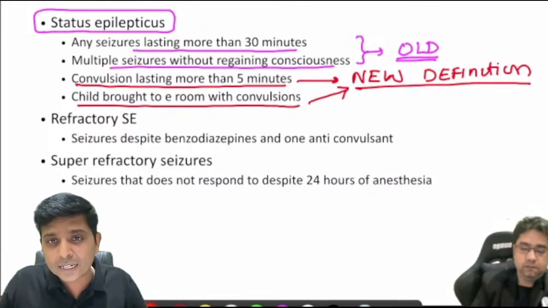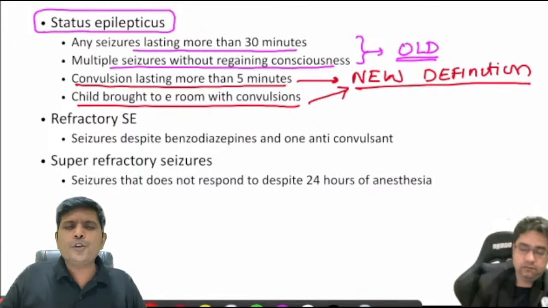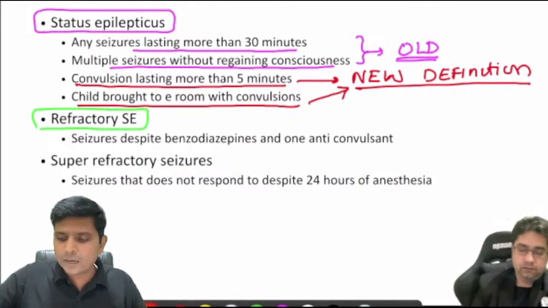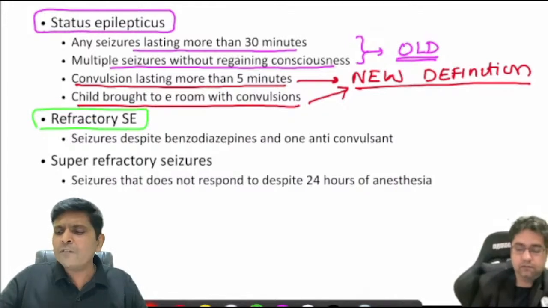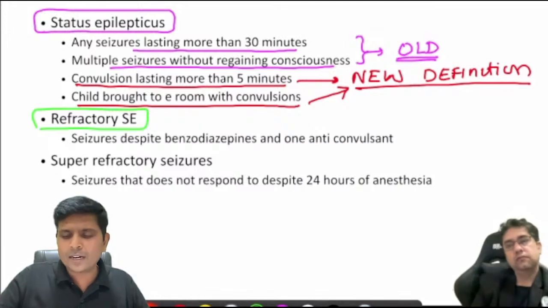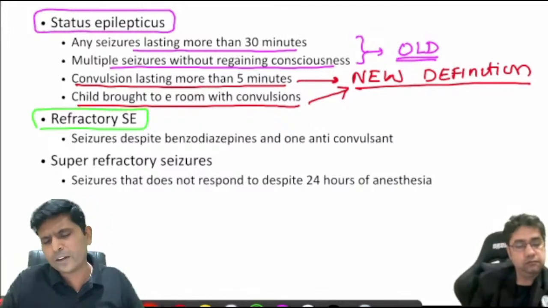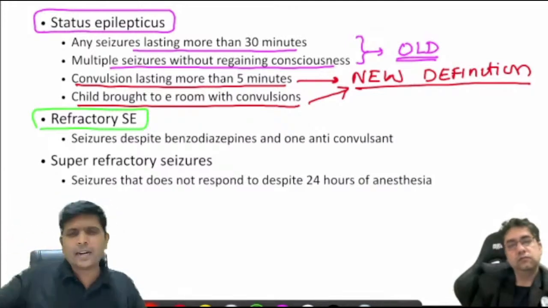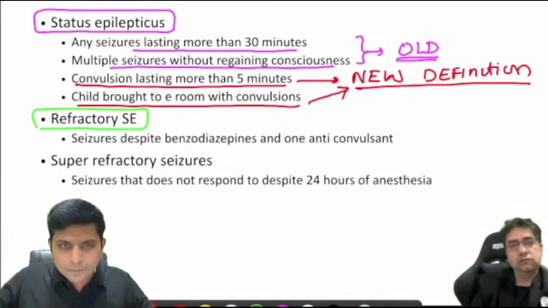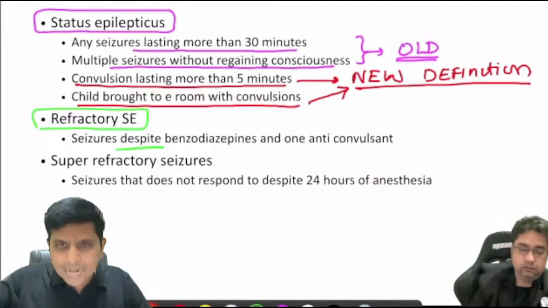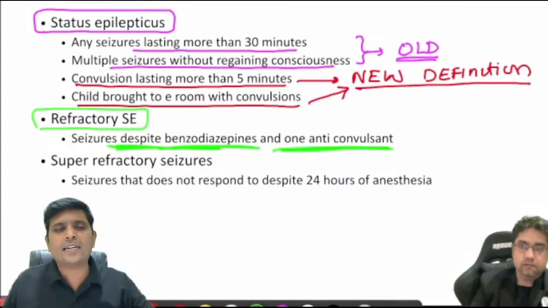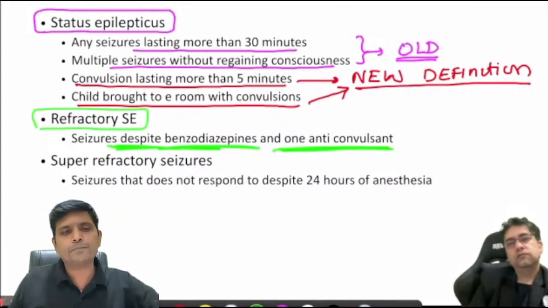What is called refractory status epilepticus? Usually, we give either lorazepam or midazolam or diazepam, followed by an anticonvulsant. What are those anticonvulsants? You can give phenytoin, phenobarbital, levetiracetam, any anticonvulsant. When one benzodiazepine and one anticonvulsant are not working, it is said to be refractory status epilepticus.